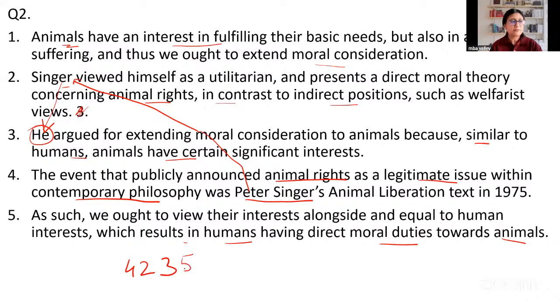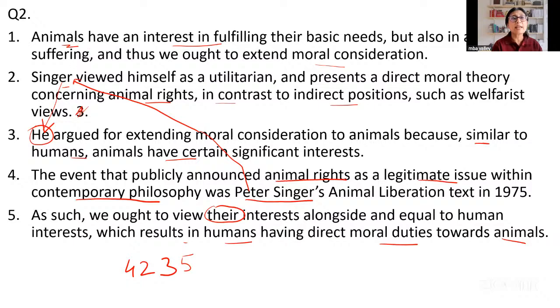Look at sentence number 5. Sentence number 5 says, as such, we ought to view their interest. Who there, guys? Ask yourself, who there? Animals. किसके लिए बात करी है ये? Animals के लिए. We ought to view their interests alongside and equal to human interests, which results in humans having direct moral duties towards animals. So 4, 2, 5, 3. What is sentence number 5 doing? Sentence number 5 concludes Singer's argument by stating that humans should treat animal interest equally to human interest. मतलब जितने important human interest है उतना ही important है animal rights, leading to a moral duty towards animals.